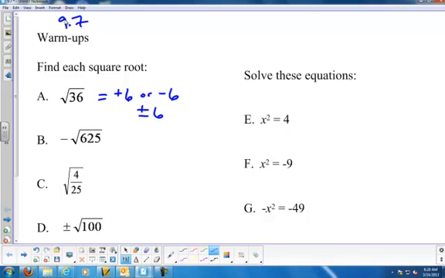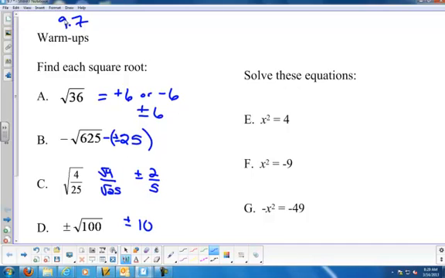625, the square root of that is 25, and then that negative out front, it would still be a plus or a minus. So this would be the square root of 4 over the square root of 25, which is 2/5. And this would be plus or minus 10.